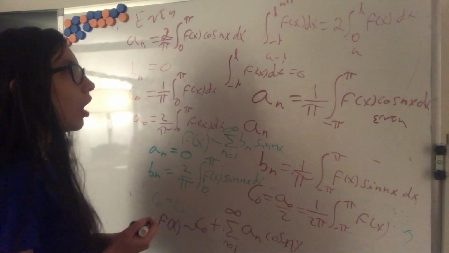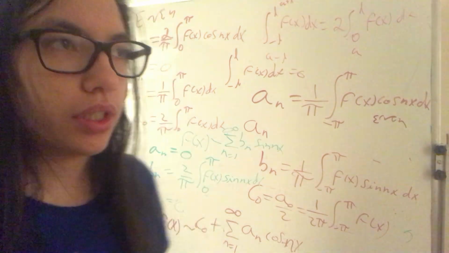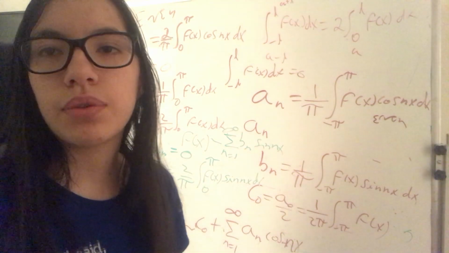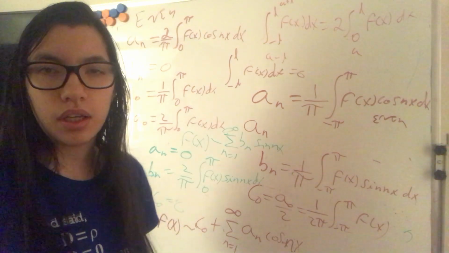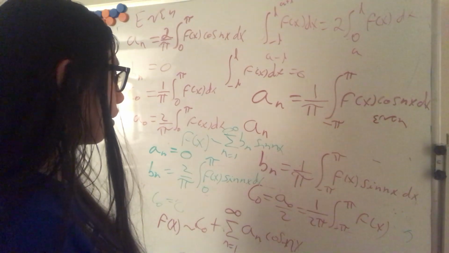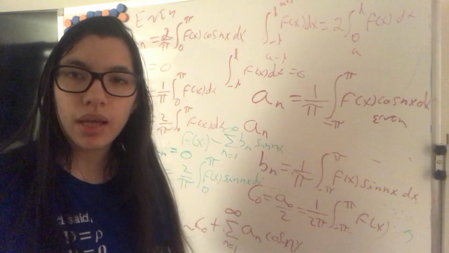So now, in the next videos, we will do examples of this. We will take a function f of x equals x, f of x equals x squared, and we will do the Fourier series on that. We will calculate the coefficients and then the Fourier series, and it will be an amazing thing.